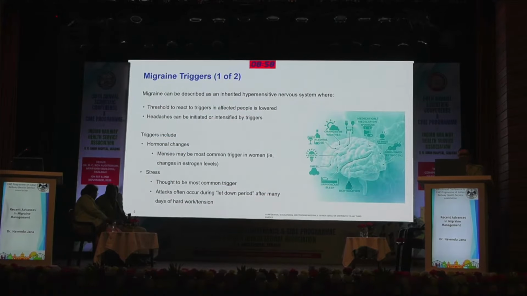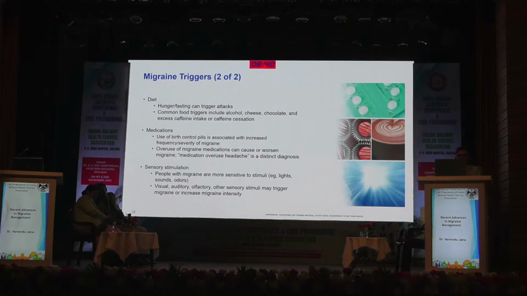Now coming to migraine triggers, I think this is also known to almost everyone. The pathological triggers are hormonal changes that we just talked about. Stress is said to be one of the most common triggers. Attacks often occur during the let down period, meaning depression is often seen with migraine. Diet, hunger and fasting can trigger attacks. Common food triggers include alcohol, cheese, chocolate, excess caffeine intake or caffeine cessation. Just keep this in mind, even caffeine cessation can cause migraine as well. So if your doctor tells you not to drink coffee, sudden stoppage of drinking coffee also can precipitate attacks.